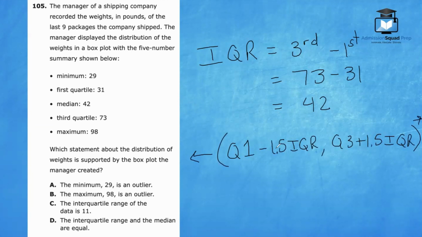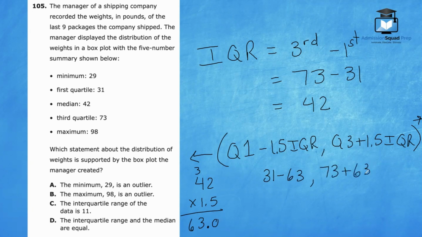So let's start off by calculating 1.5 times the interquartile range. That will be 42 times 1.5. 15 times 2 is 30, and 15 times 4 is 60, plus 3 is 63. So 1.5 times the interquartile range is 63. So we have 31 minus 63 and 73 plus 63.